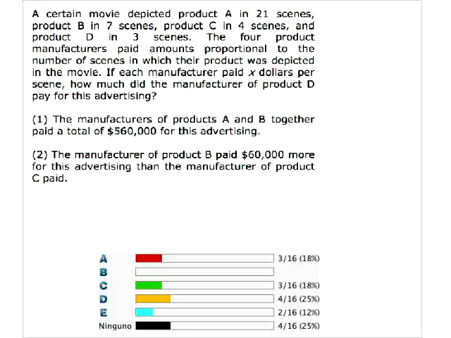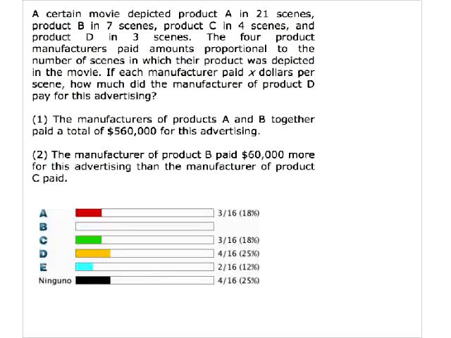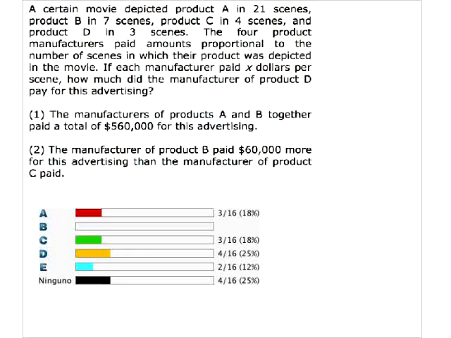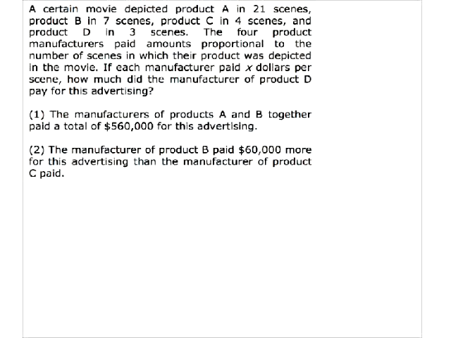Okay, so here's your class statistics, definitely all over the place on this one. So it's going to be some learning to do here. Let's talk about this problem. A certain movie depicted product A in 21 scenes, B in 7 scenes, C in 4 scenes, D in 3 scenes. And then you have this statement. The 4 product manufacturers paid amounts proportional to the number of scenes.